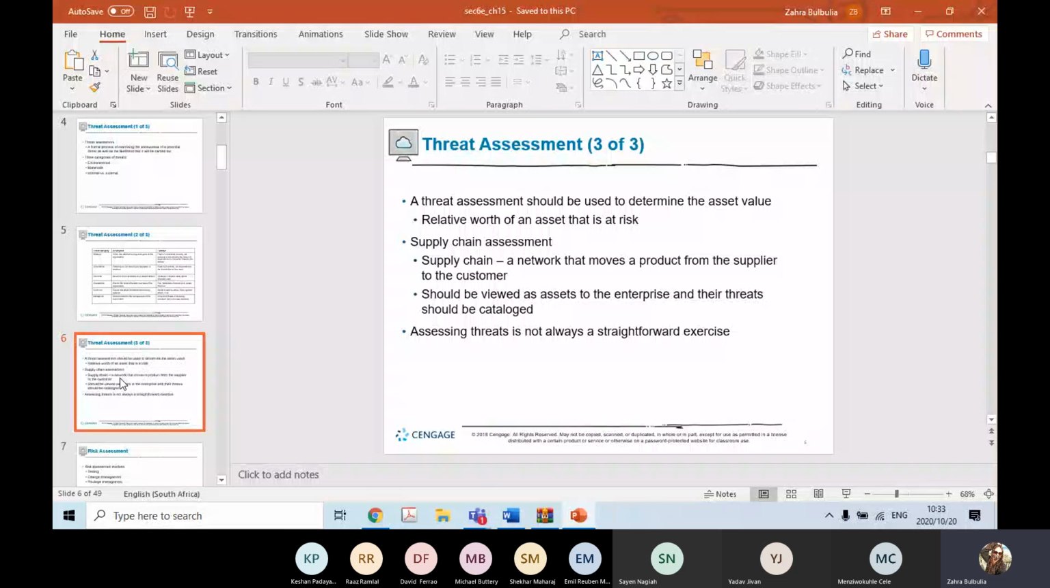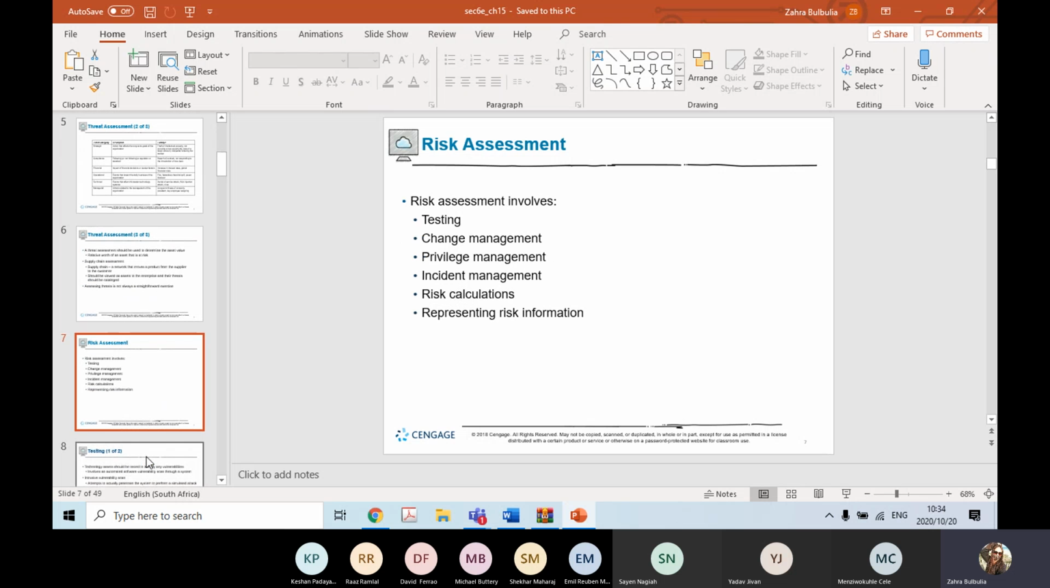Threat assessments have to determine what the asset values are and the relative worth of an asset that is a risk. If we look at supply chain assessment, a supply chain basically is a network that moves a product from the supplier to the customer and should be viewed as assets to the enterprise, and threats need to be cataloged. Assessing threats is not straightforward, because there are just so many of them, and we have to categorize them into what would be most harmful for us and what would be least harmful for us. We can't protect against every single risk out there. It's not even possible.